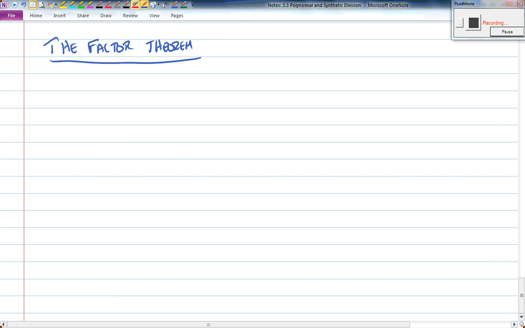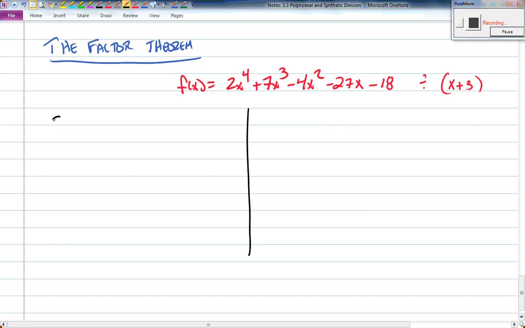So I'm going to give you a function: f of x equals 2x to the fourth plus 7x to the third minus 4x squared minus 27x minus 18. I want to divide this function by x plus 3. Could you please, on the left-hand side here, go ahead and do synthetic division?